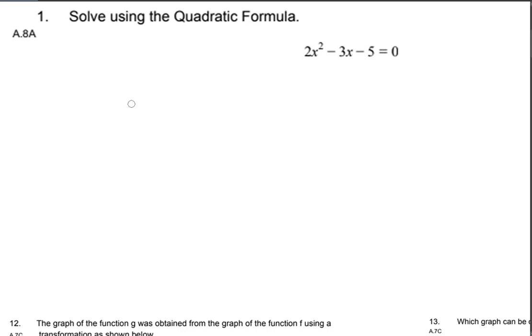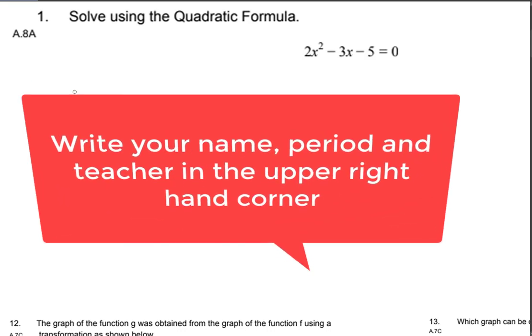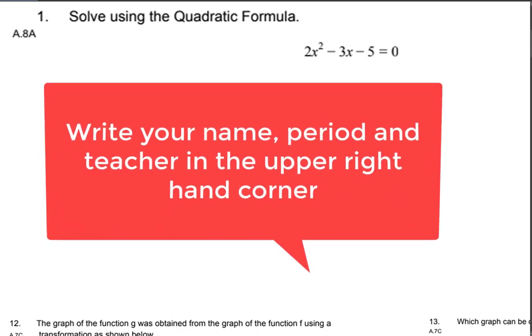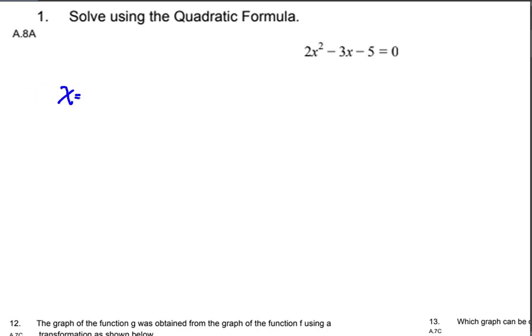Alright, so the first one says solve using the quadratic formula. When you're looking at doing the quadratic formula, what you're looking at is x is equal to negative b plus or minus the square root of b squared minus 4 times my a times my c.